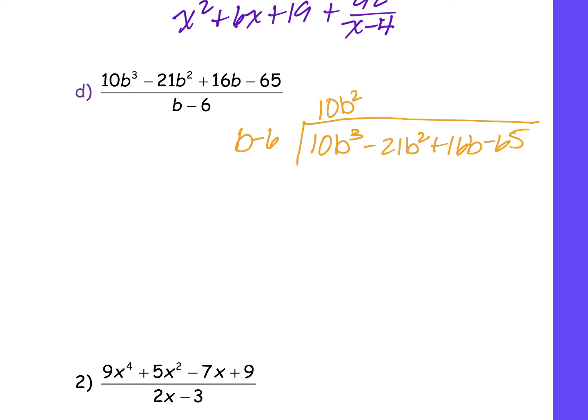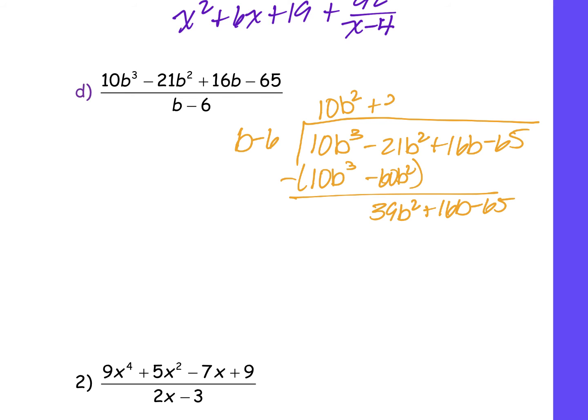10b squared gives me 10b cubed minus 60b squared. And I subtract that. 40. And I get 39b squared. Is that right? Yeah, 39b squared. Plus 16b minus 65. So this should be plus 39b. So that's 39b squared minus some big number.